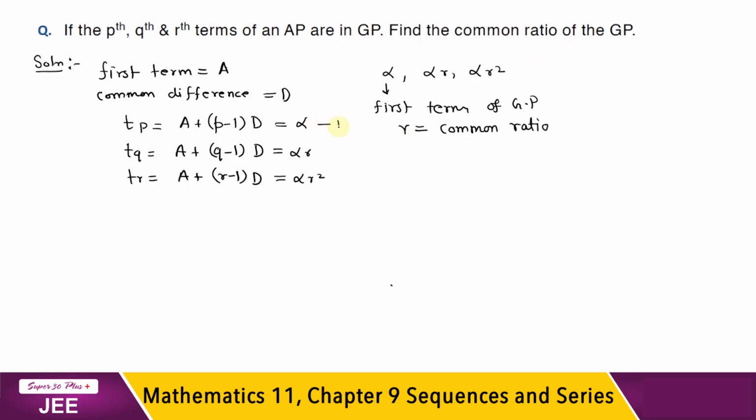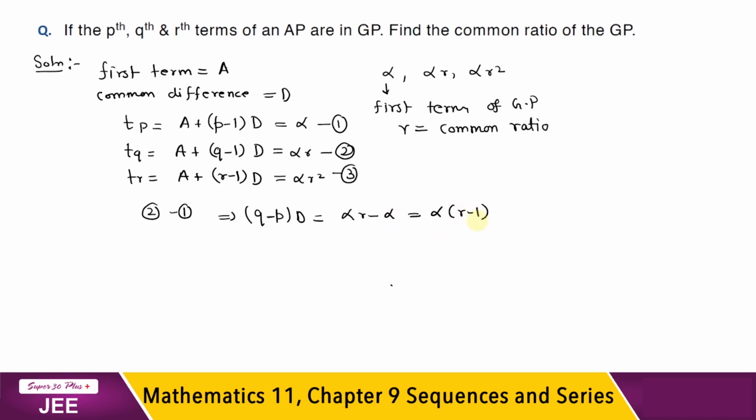So let us first name these equations as 1, 2 and 3. If I subtract equation number 1 from equation number 2, what can we get? 2 minus 1 will give us, a gets cancelled off, and (q minus 1) minus (p minus 1) gives us (q minus p) multiplied by d, and in the RHS we are going to get alpha r minus alpha, which is equal to alpha multiplied by (r minus 1).